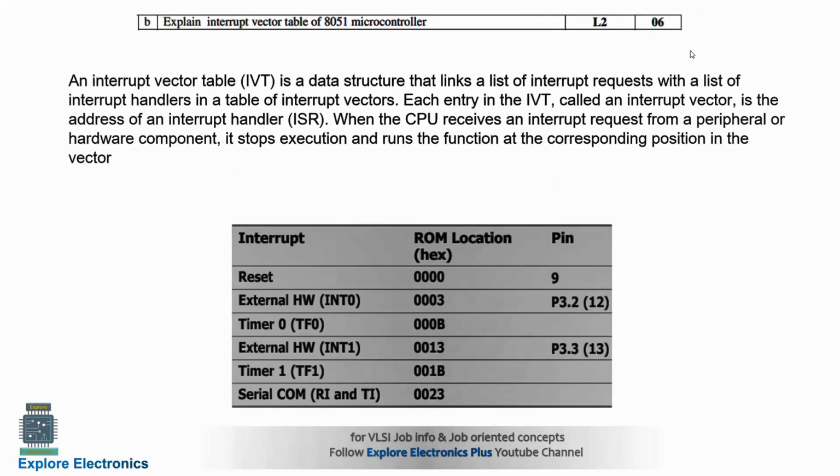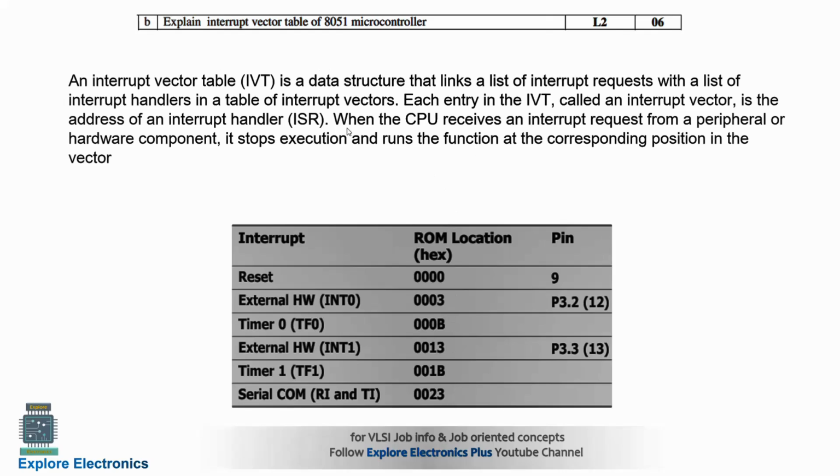Then explain interrupt vector table for 8051 microcontroller. The interrupt vector table is shown over here. You can see the different interrupts and the addresses corresponding to them, and the pin locations for the external hardware interrupts. Pin 3.2 and pin 3.3 correspond to the external hardware interrupts INT0 and INT1, and these are the RAM address locations.